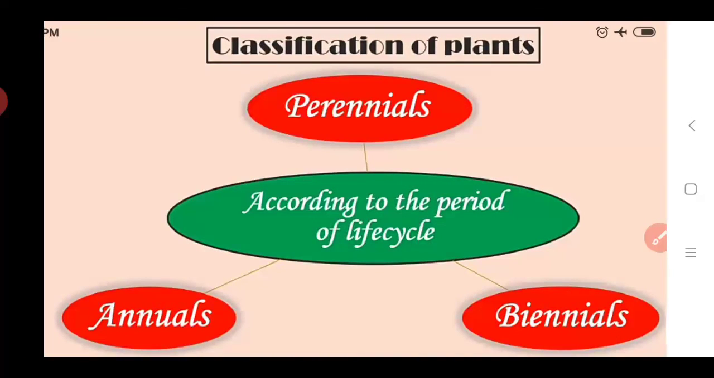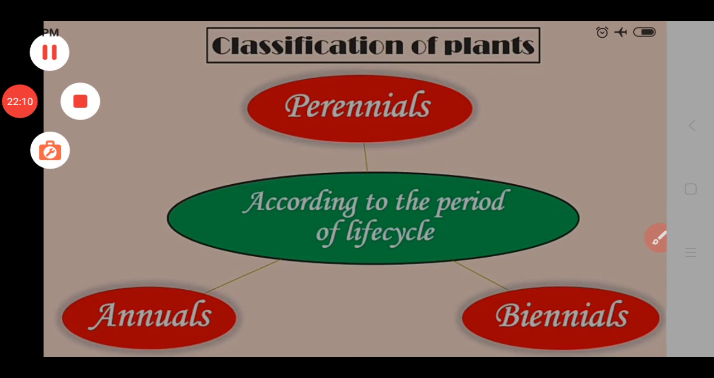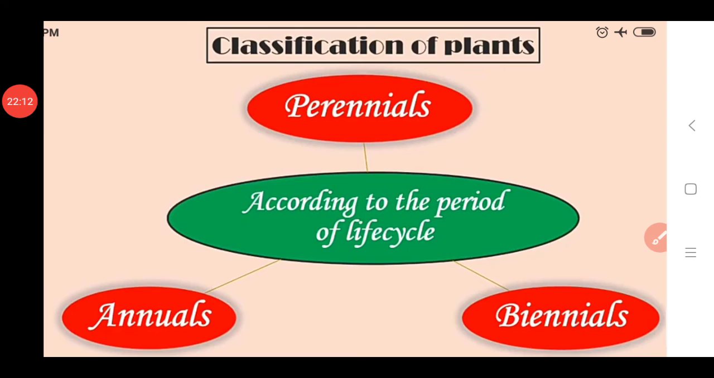Okay, so according to the period of life cycle, these are classified into three types, that is the perennials, annuals and biennials. Okay.